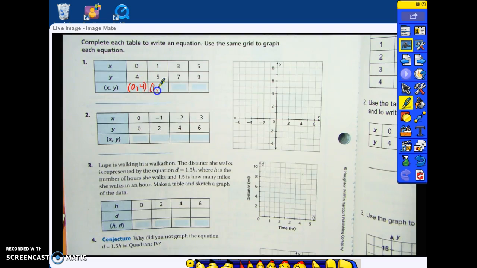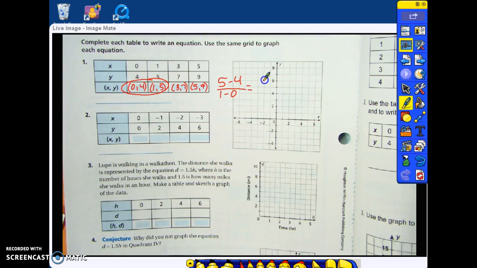We will do that for each ordered pair. And we have to write an equation and graph these numbers. So in order to come up with slope, we have to pick 2 of these points. We subtract the y's and divide that by the difference in the x's.